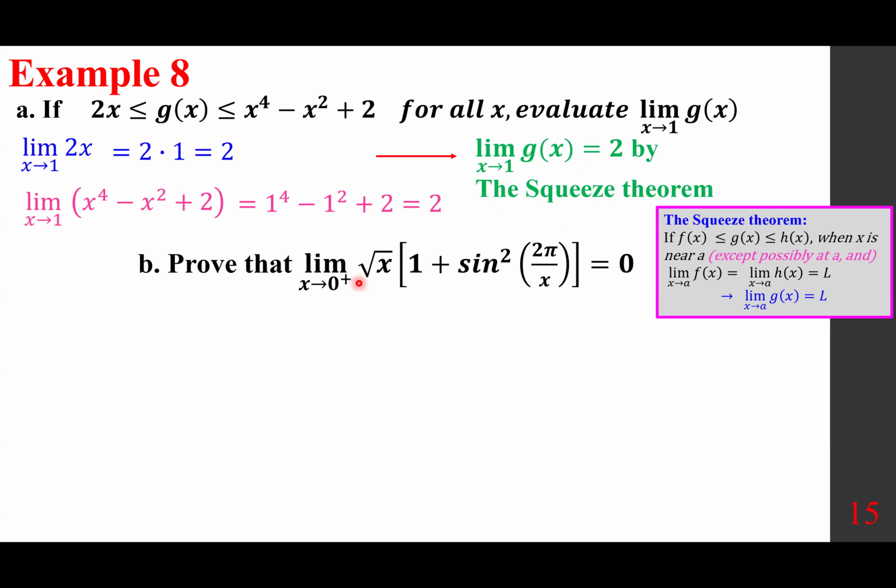Prove that the limit of square root of x times (1 plus sine squared of 2 pi over x) as x approaches 0 from the right is 0. Now, questions like that, when sinusoidal functions are involved, you have to be creative. The way it works, we go back to the basic trigonometric functions and remember sine, no matter what the argument is, is between -1 and 1. So if sine of alpha is between -1 and 1, sine of 2 pi over x is also between -1 and 1. Now we're going to square both sides.